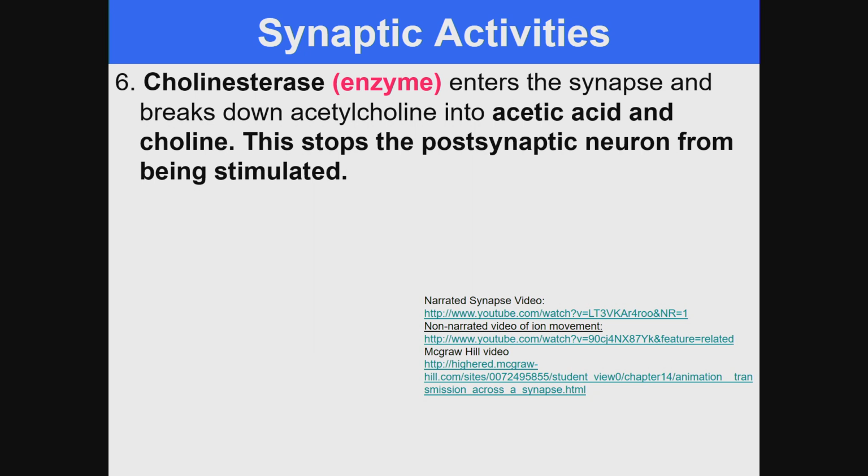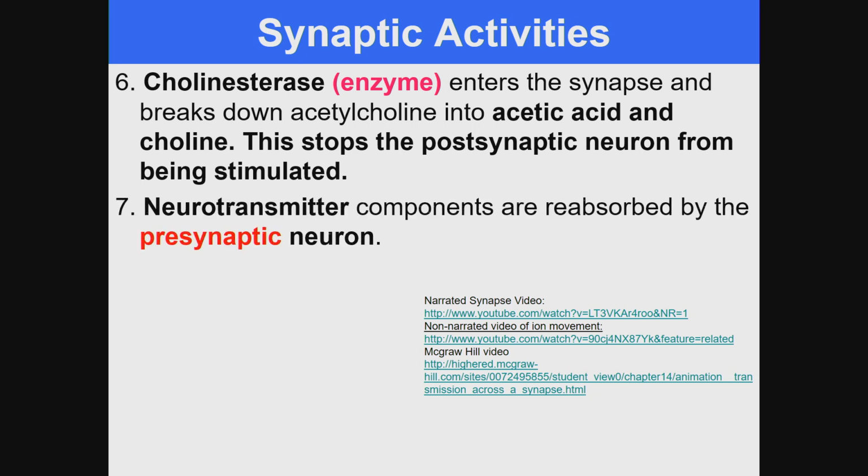Cholinesterase enzyme enters the synapse and breaks down acetylcholine into acetic acid and choline. This stops the postsynaptic neuron from being stimulated. If this didn't happen, and let's say, for example, it's a motor neuron stimulating a muscle, then that would cause a cramp in the muscle. Neurotransmitter components are reabsorbed by the presynaptic neuron.